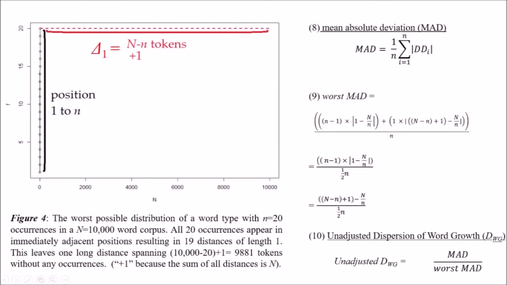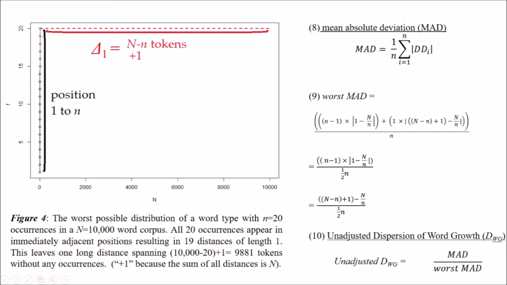At any rate, the unadjusted word growth dispersion measure, DWG, is calculated by dividing the actual MAD by the worst possible MAD. The result is a dimensionless quantity that is comparable across different words and corpus sizes, and also conveniently constrains the values to the interval 0 to 1.